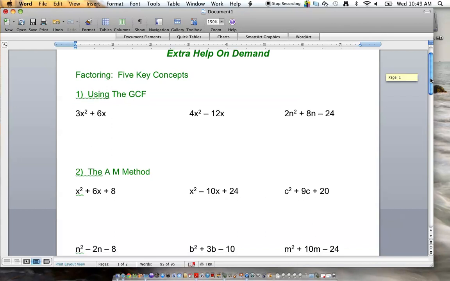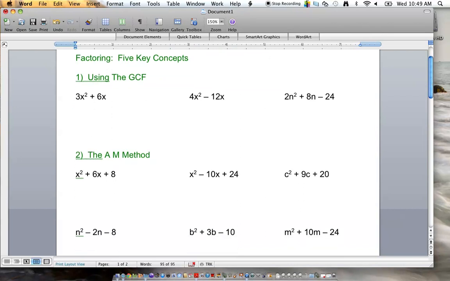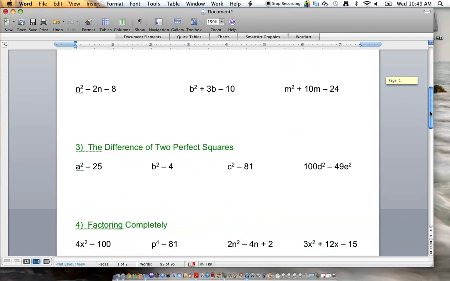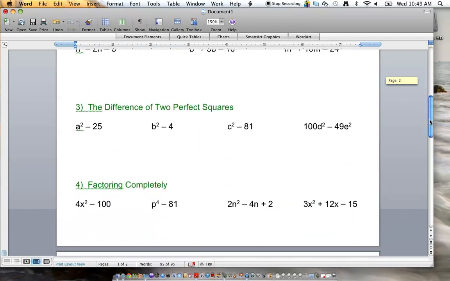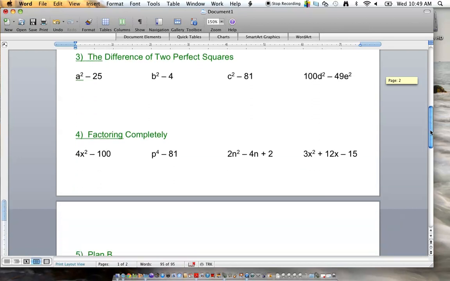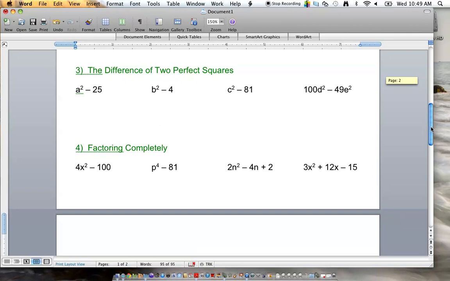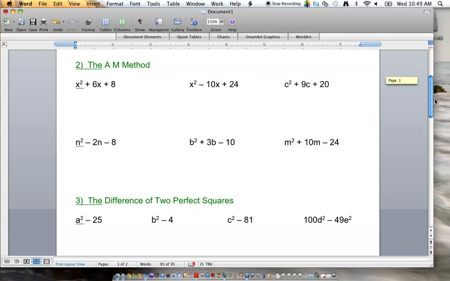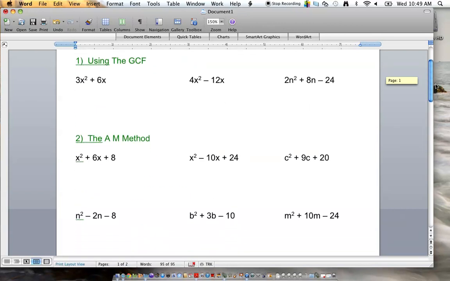So the first thing we learn about factoring is that there are 5 key concepts. The first is using the greatest common factor. The second is the AM method. That's critical. The difference between two perfect squares is third. That's kind of methodical, mechanical. Fourth is factoring completely, which is a combination of the first 3 techniques. And then number 5 is the Plan B approach, which you only use when none of the others will work.